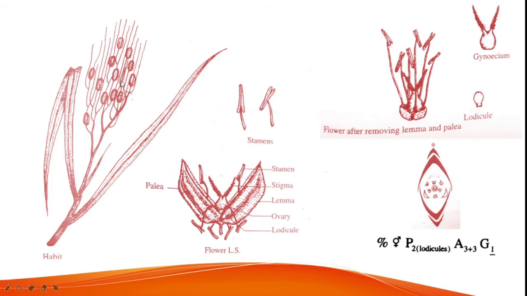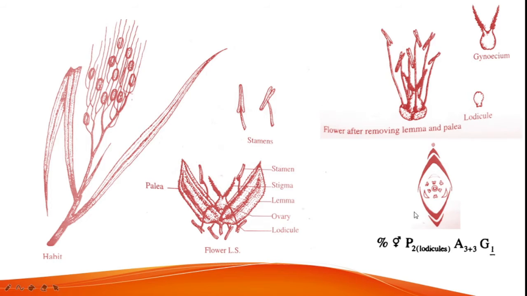This is the habit of the grass family. This is the LS of the flower. You can see here the palea, stamen, stigma, lemma, ovary, then lodicules. These are the enlarged view of the stamens. Flower after removing the lemma and palea, we can see here lodicule and gynoecium. This is the floral diagram of the family Poaceae.